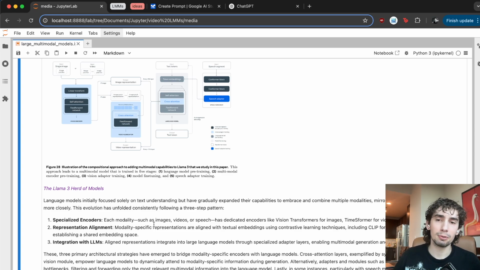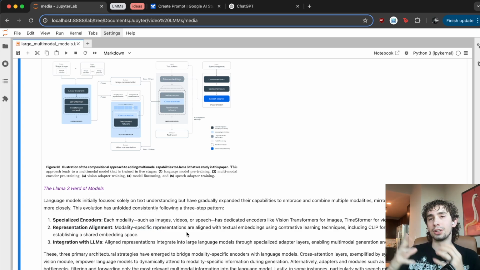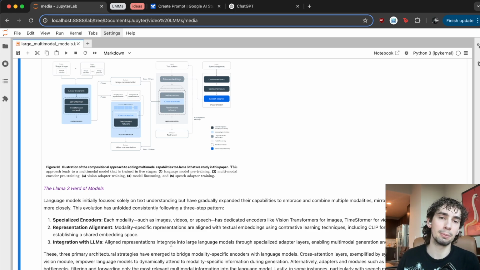And then that representation goes through some form of alignment where it is aligned with text embeddings, bringing it closer in embedding space to text representation so that we can start to attach it to a language model. Those aligned representations then integrate back into a large language model's understanding through some form of adapter, which enables multimodal generation, reasoning, conversation, and interactions.